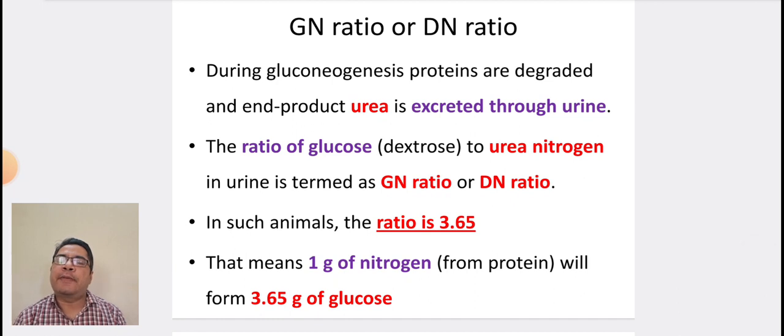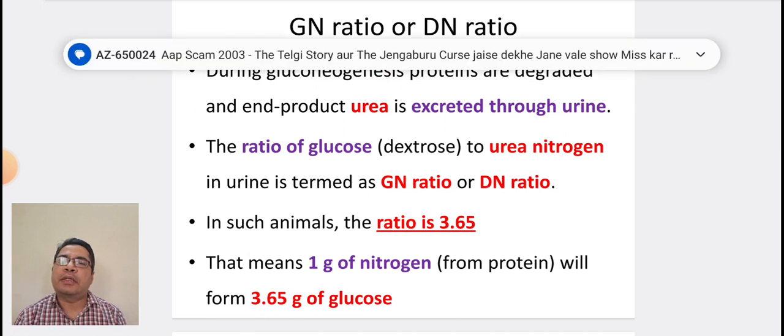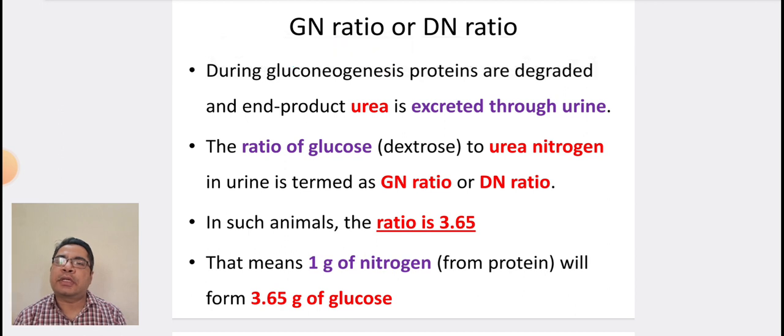Coming to GN ratio or DN ratio. During gluconeogenesis, proteins are degraded and end product urea is excreted through urine. The ratio of glucose, that is dextrose, to urea nitrogen in urine is termed as GN ratio or DN ratio. In such animals, the D:N ratio is 3.65. That means 1 gram of nitrogen from protein will form 3.65 grams of glucose.